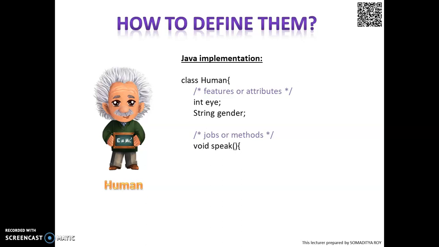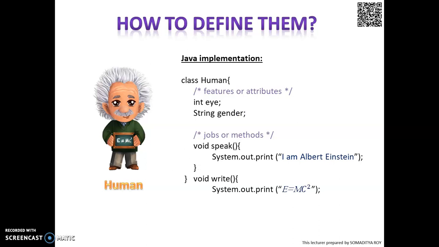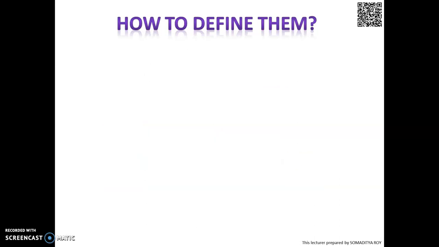Now what about the jobs? Well, we know human has a job or method which is speak, and that is properly defined, which says I am Albert Einstein. Same for the write method, that is also properly defined and it says E equal to mc square.